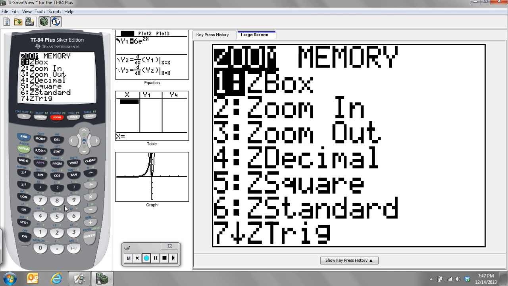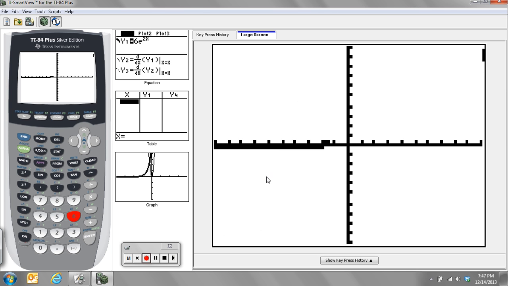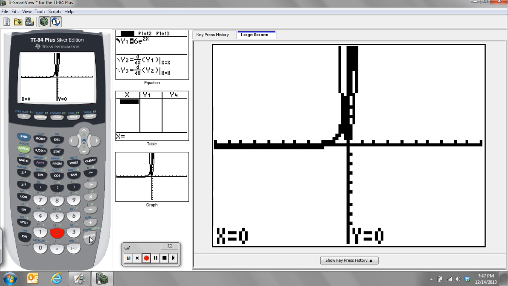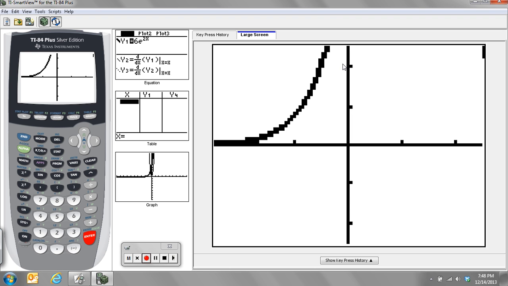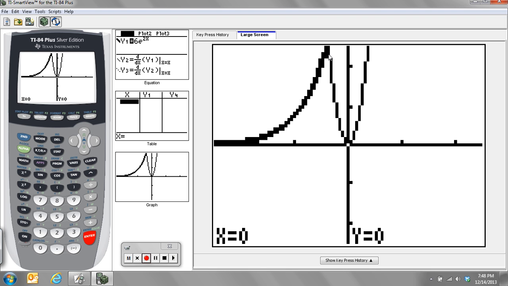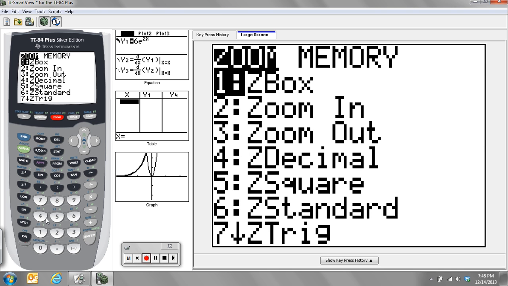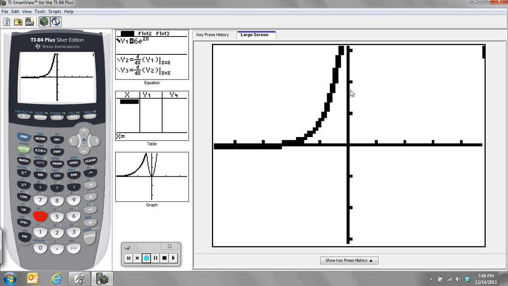So if I press zoom 6 for my standard window, because there aren't any trigonometric functions, I just need to solve for their intersection. If I were to zoom in, here's this first one, and here comes the second one. I can use the zoom in key. Sometimes it will work as far as displaying a better picture. I can also use zoom decimal, zoom 4, because zoom 4 will actually give a better zoomed picture sometimes instead of the zoom in. It looks like my intersection is going to occur here.